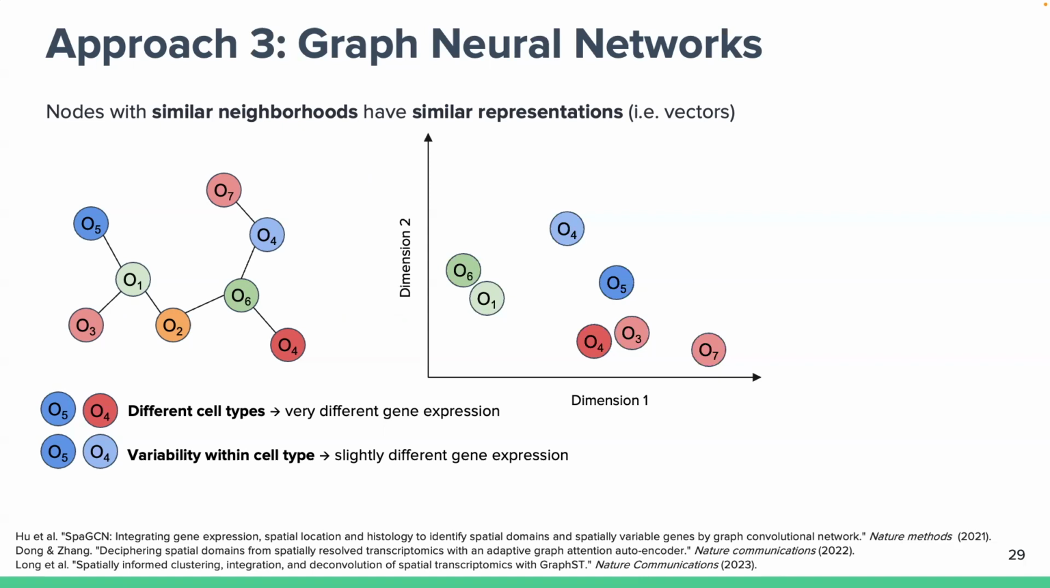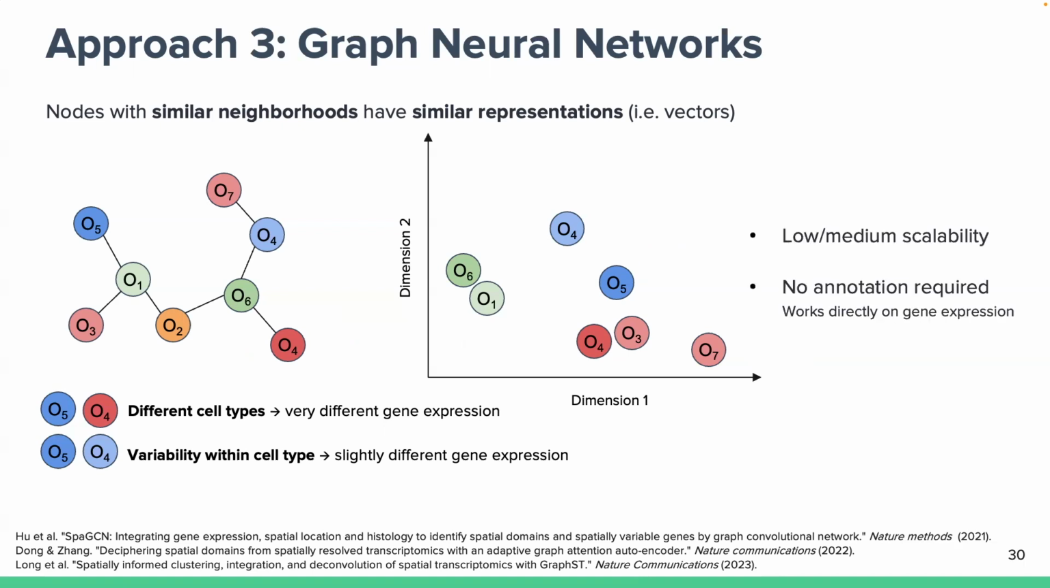On the other hand, the blue cell is still quite close to these red cells because, even though it belongs to a different cell type, so the gene expression is different, it also has a similar neighborhood, so it's also connected to a single green cell. Something that doesn't happen, for example, with this other blue cell, which is connected to a slightly different neighborhood.